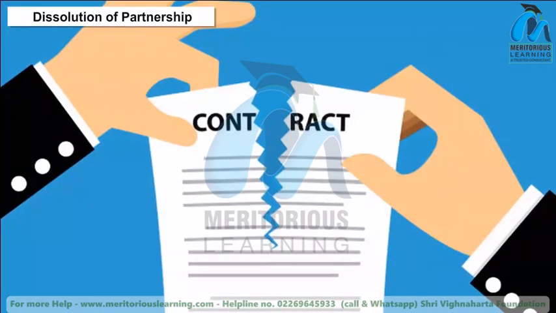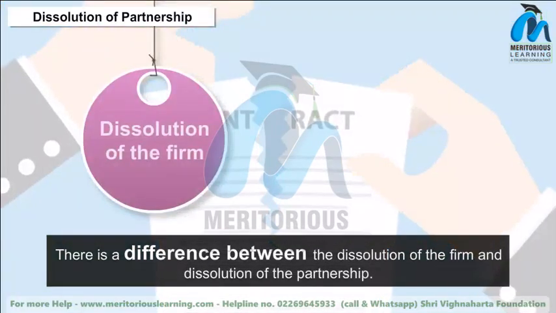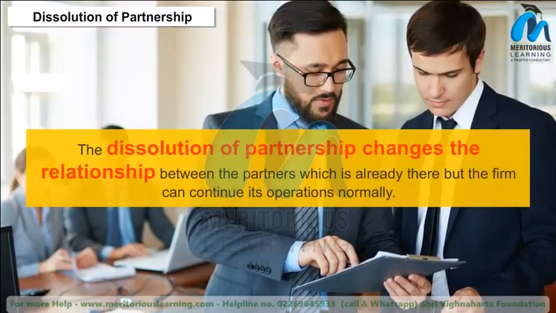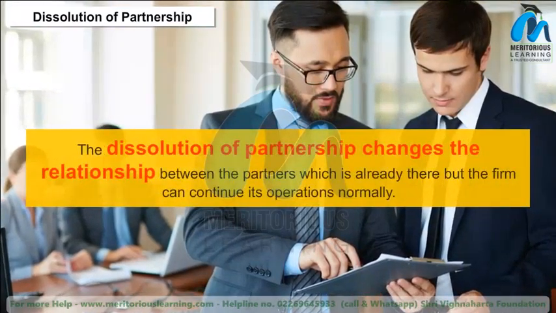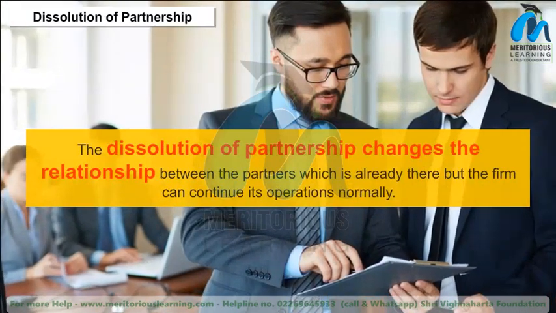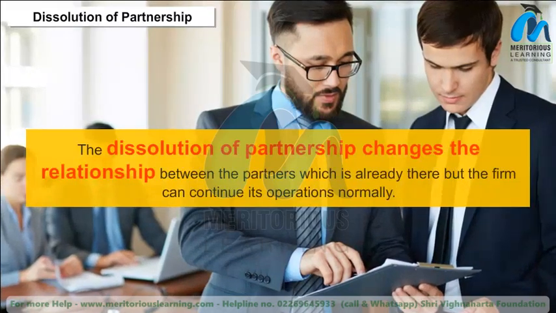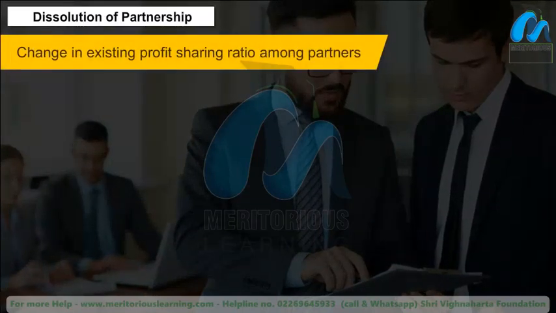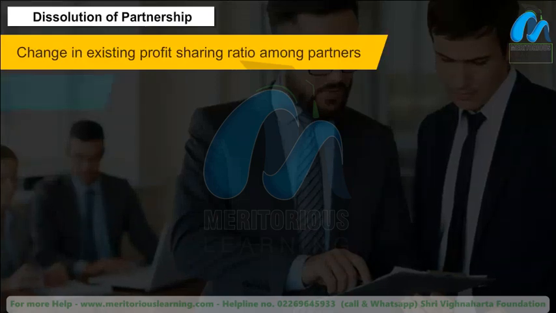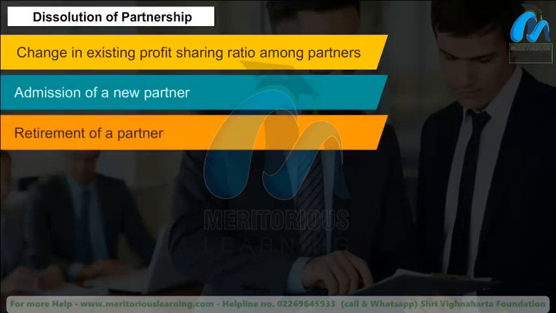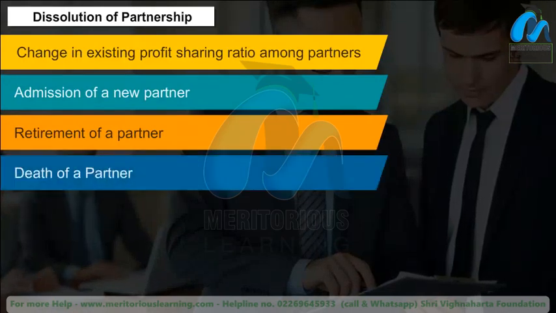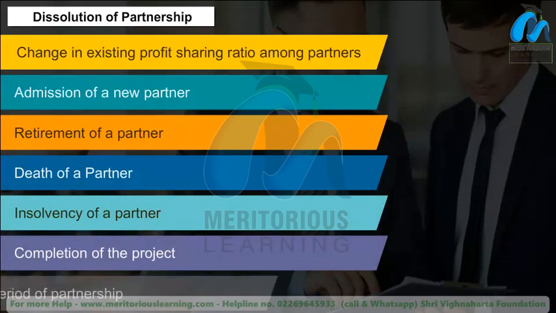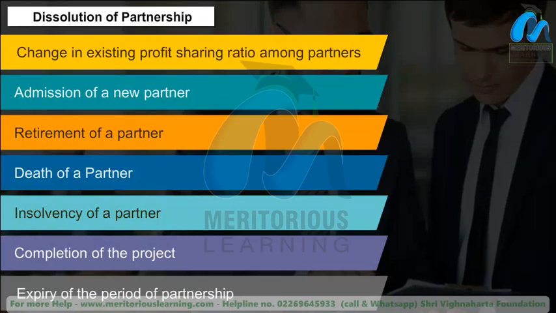Dissolution of partnership. There is a difference between the dissolution of the firm and dissolution of the partnership. The dissolution of partnership changes the relationship between the partners, which is already there, but the firm can continue its operations normally. The dissolution of the partnership may happen in the following ways: change in existing profit-sharing ratio among partners, admission of a new partner, retirement of a partner, death of a partner, insolvency of a partner, completion of the project, expiry of the period of partnership.